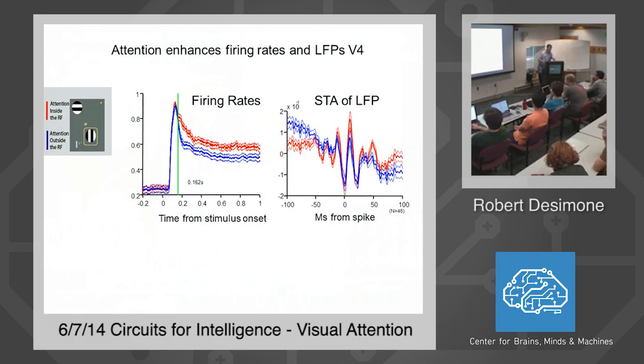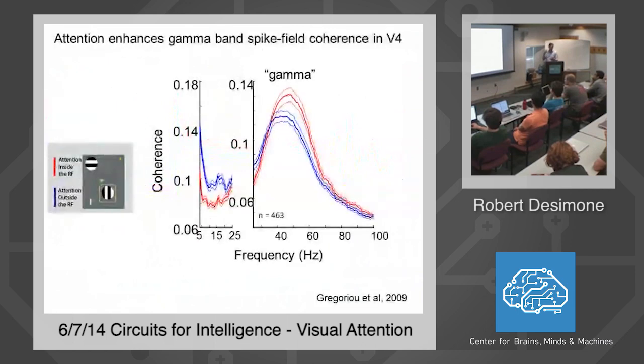So you can analyze this using some measure of coherence. This is the phase locking of spikes to that local field potential, which is what we've done here for a population of cells. Here's coherence. The more coherence, the more phase lock. And here it is as a function of frequency components in that field potential. You can see that in this range of about 40 to 70 hertz or so, with red being the attended condition, there's more phase synchrony of spikes to the local field potential than in the unattended condition.